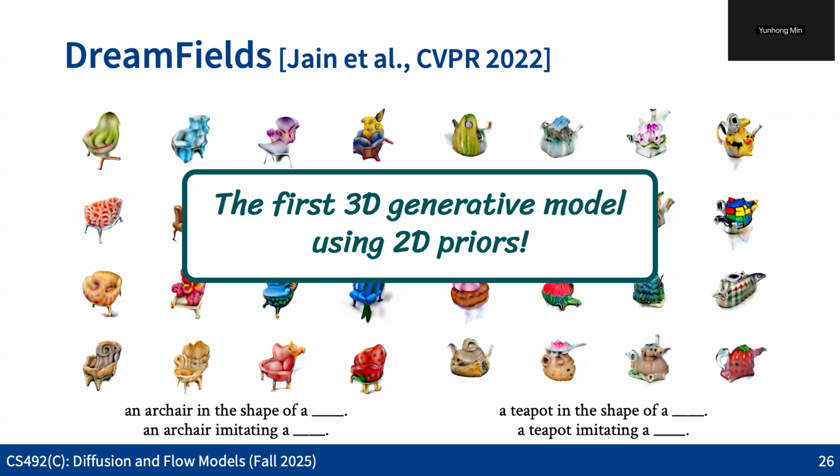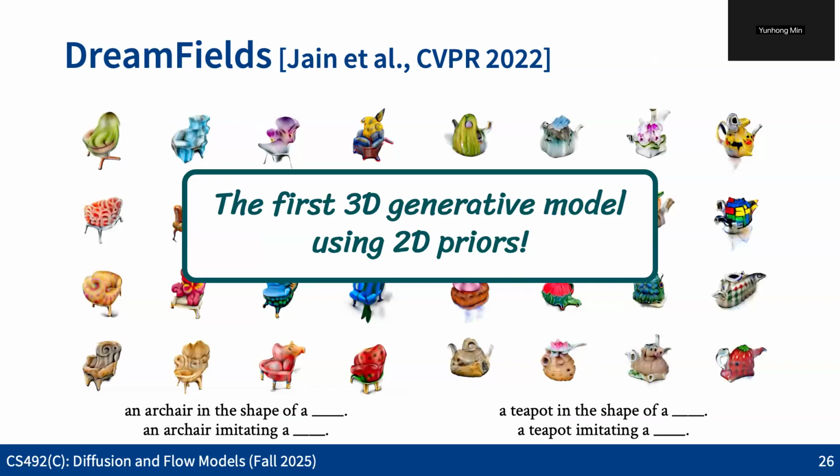Now we can produce something like this 3D without having any 3D data as training data, but only using 2D priors that are also learned from the pre-trained model. So these are interesting examples for that.